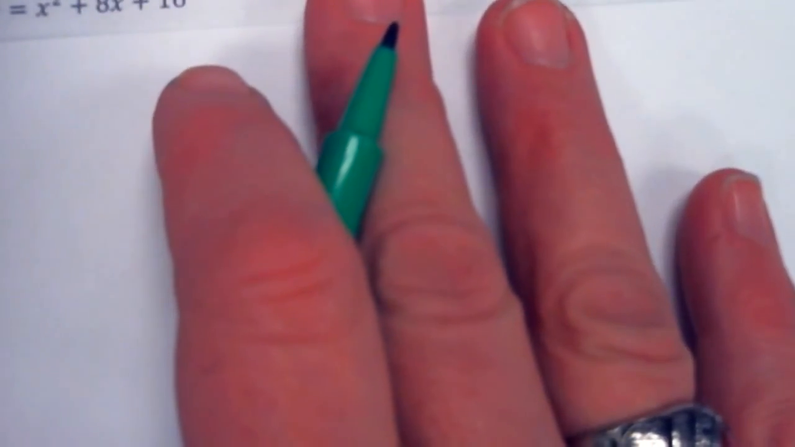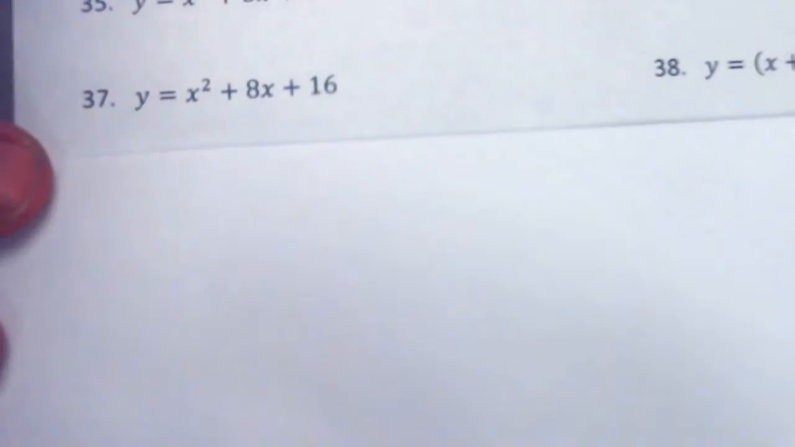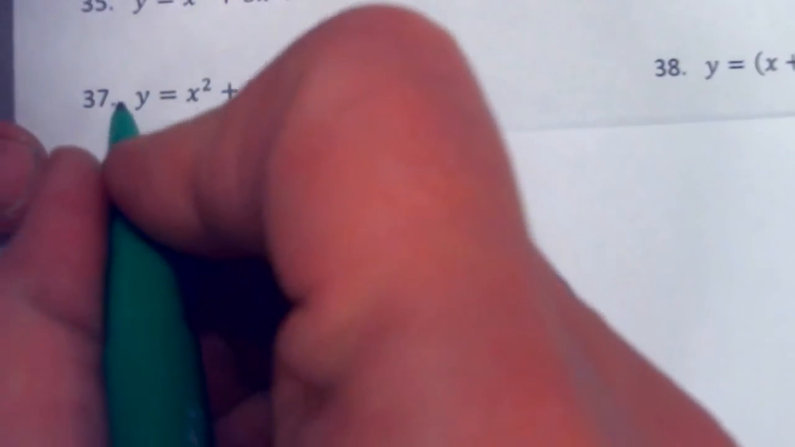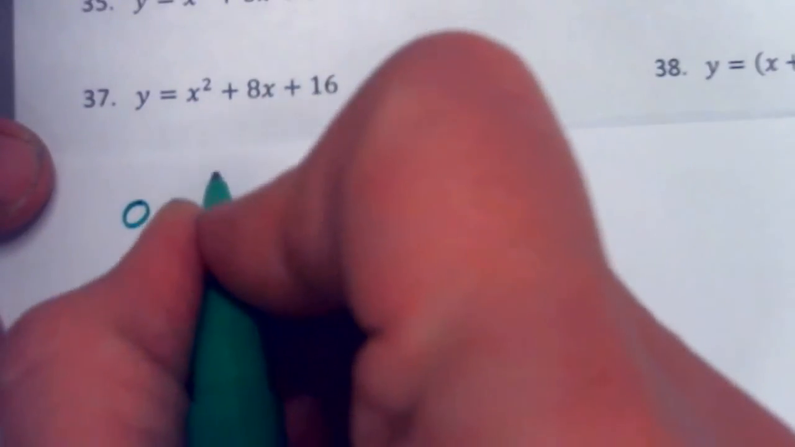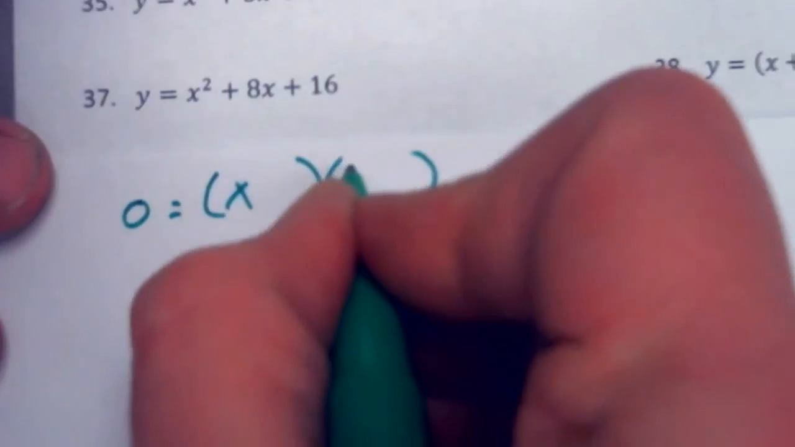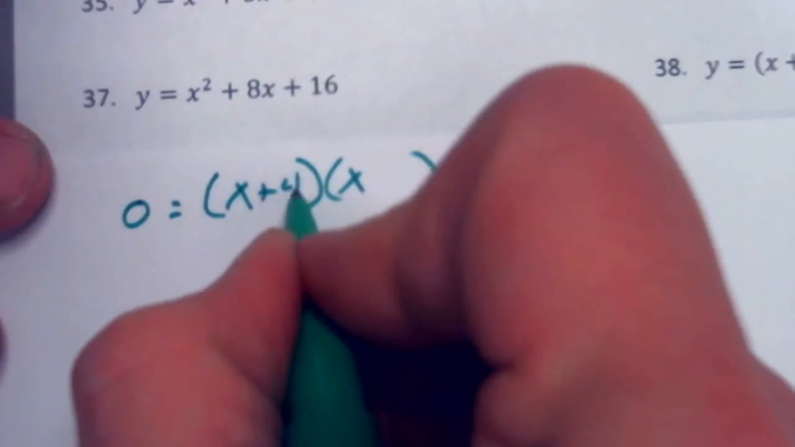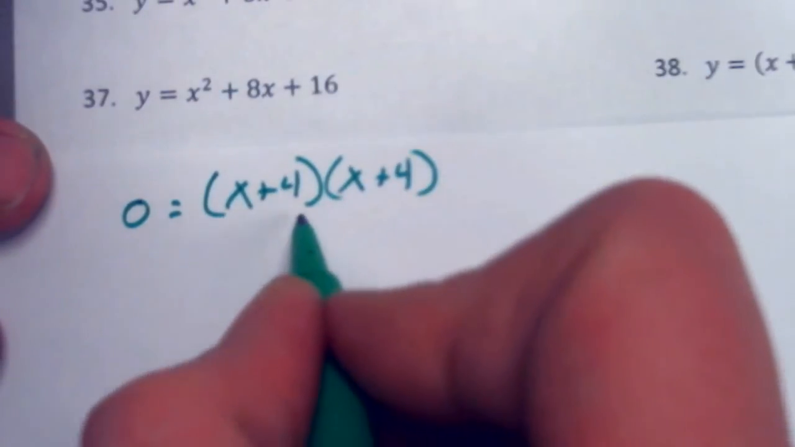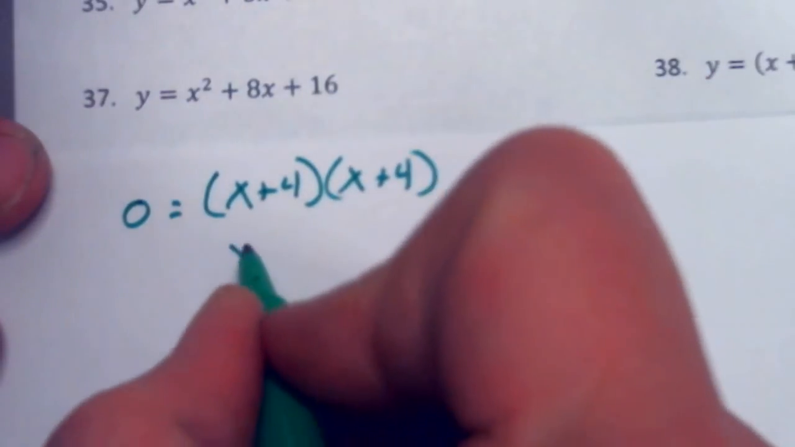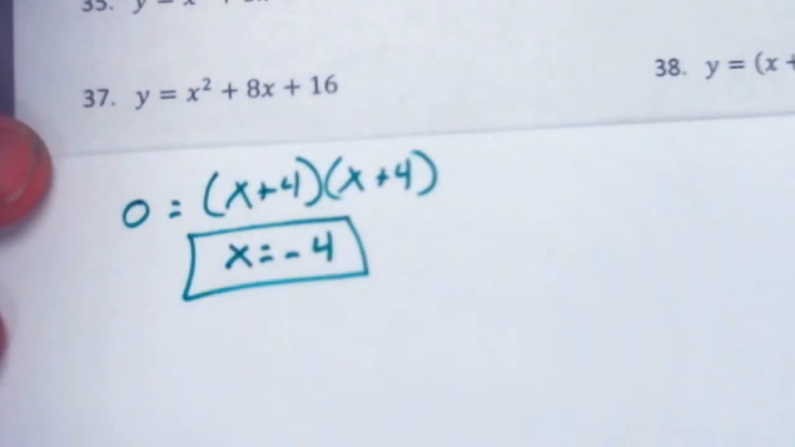37. For 37, I'm going to do the same thing as before and just factor. Since we're looking for the zeros, 0 equals, factoring this, x and x, to multiply to x squared. Two numbers that multiply to 16 and add to 8 are 4 and 4. So for this, you end up with just one solution. Since these binomials are exactly the same, x equals negative 4. So there's just one solution to that.